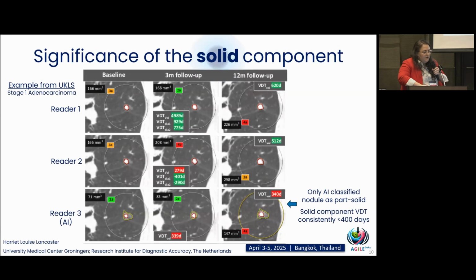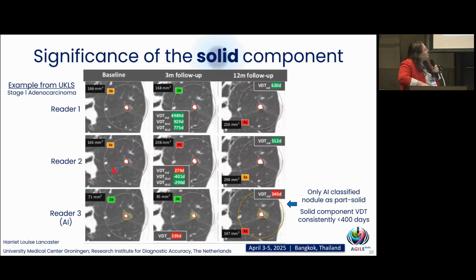And an example here from the UKLS. The nice thing about the UKLS is that we had the histological results, so we know that this is a stage 1 adenocarcinoma. This case is taken from our AI study, which we recently published. Here you see 2 readers' results and then the AI at the bottom. Reader 1 classified it as a solid nodule. From baseline to 3 months to 12 months, they had a volume doubling time above 600 days, so it was negative. So this participant continued to be followed up annually, according to that reading.